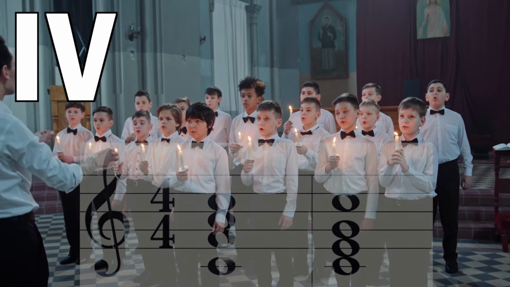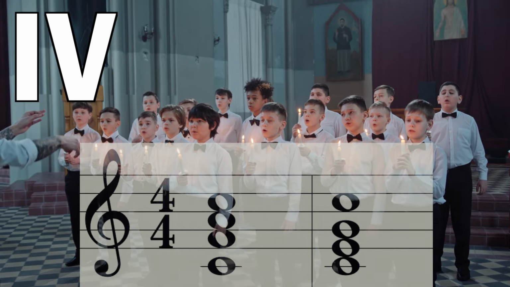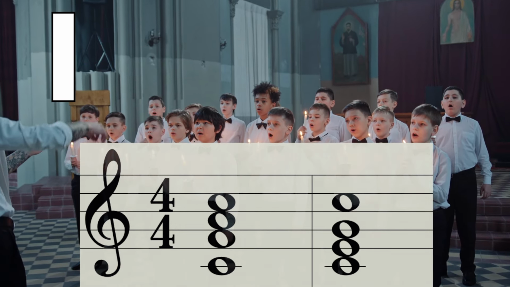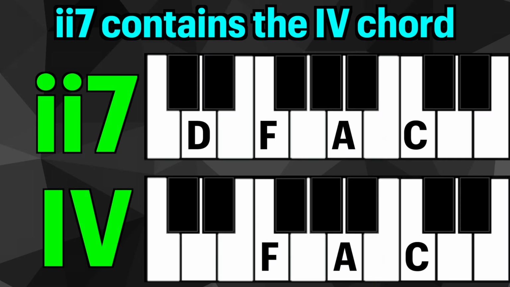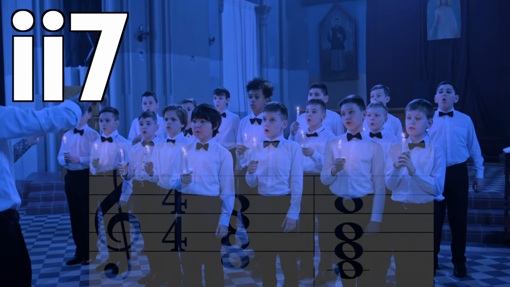In the first lesson of this series, I talked about how a 4-1 progression is known as a plagal cadence. Because 2 minor 7 contains all of the notes of a 4 chord, let's use it in place of a plagal cadence to let our audience know we're a cool person with a lot of friends.